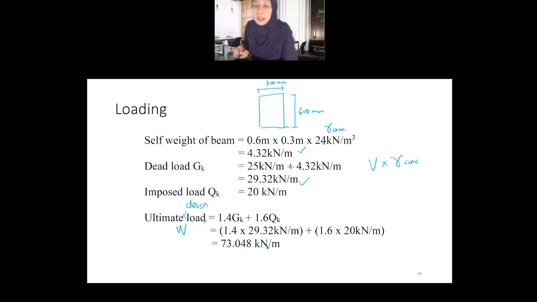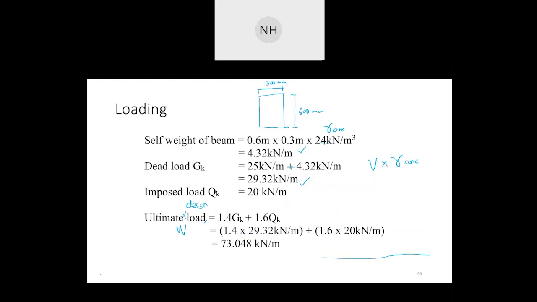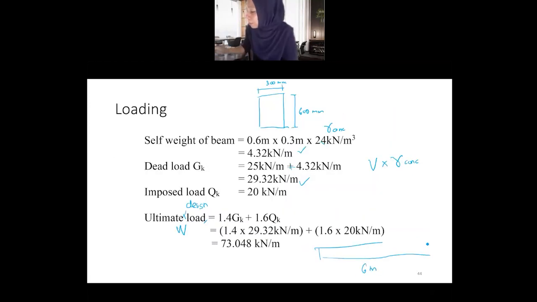kilonewton per meter. Sebenarnya per meter ni means untuk setiap 1 meter. So panjang beam you ni berapa tadi? 7 meter? 6 meter? Berapa? 6 meter. Okay. 73.048. Okay. That is the load. Ultimate design load. Dia bukan value load yang sebenar. Okay. Dia adalah design load.